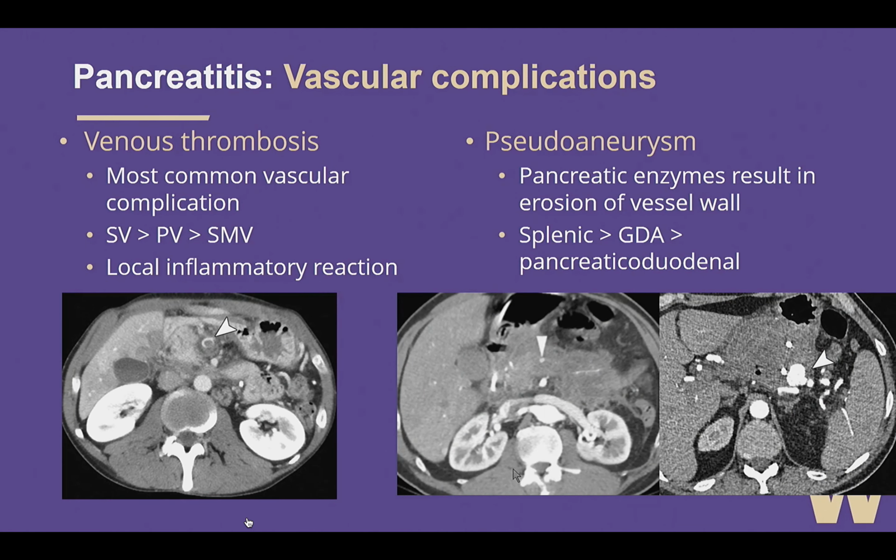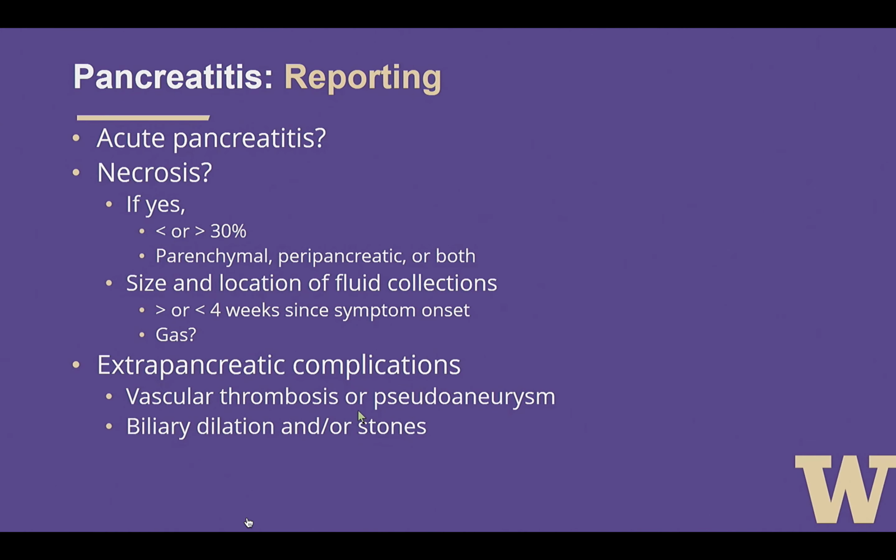Vascular complications are also common in patients with acute pancreatitis, with venous thrombosis most commonly affecting the splenic vein, followed by the portal vein and the SMV. Pseudoaneurysms are less common, but are more risky for patients. Pancreatic enzymes can result in erosion of the vessel wall, and you essentially get a contained rupture, most commonly again in the splenic artery. And as I said earlier, if you have a high suspicion for vascular complications, consider doing a dual-phase pancreatic protocol CT.